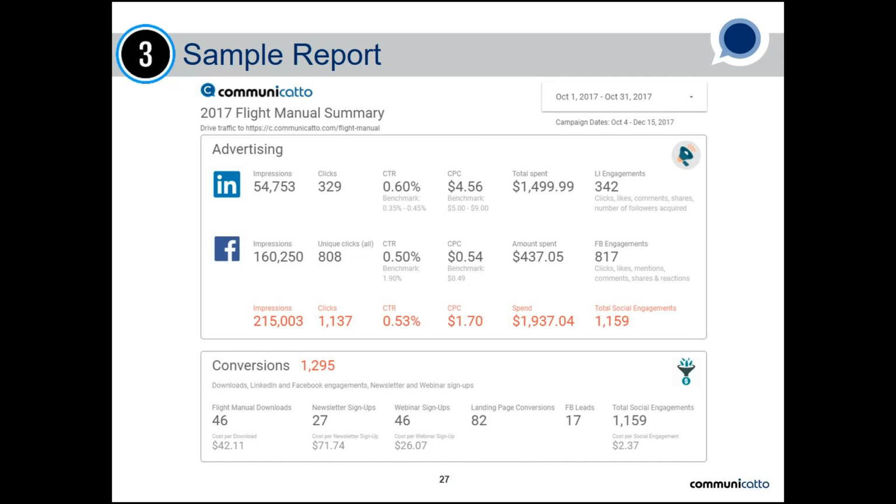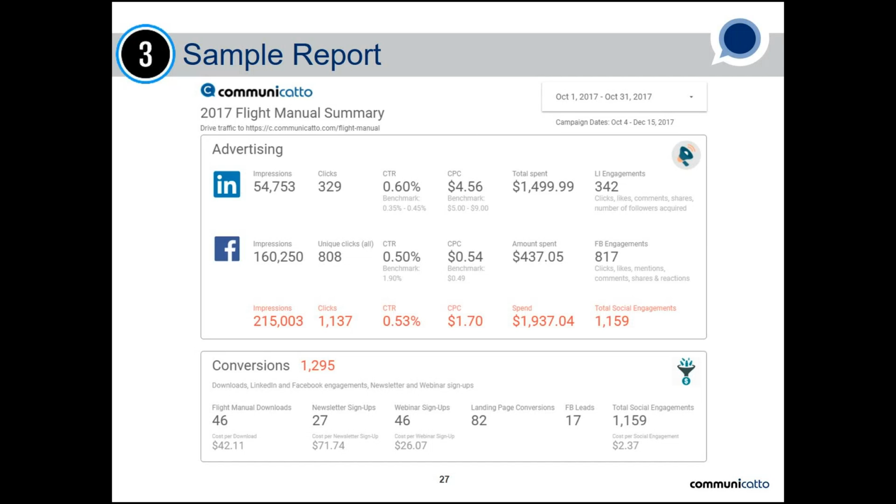And so here we've broken it out into what our LinkedIn campaign is doing for us, what our Facebook campaign is doing for us. Beside clicks in the third column here, I've got CTR, which is the click-through rate on the ads. I'm also comparing this against some benchmarks, right? So LinkedIn has a benchmark of 0.35% to 0.45% of ads get clicks.